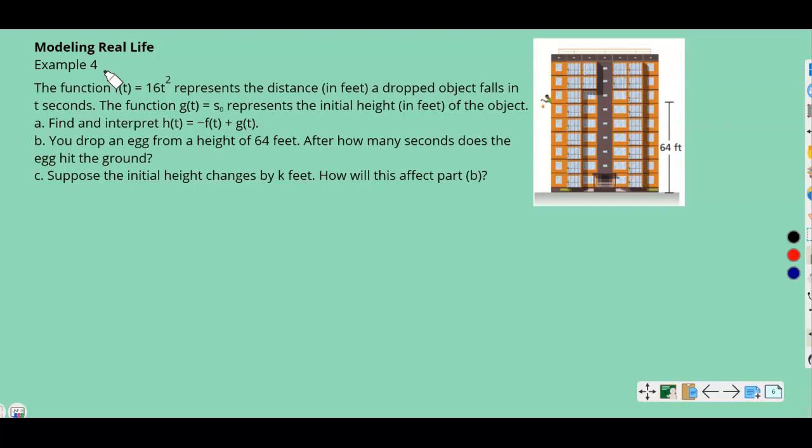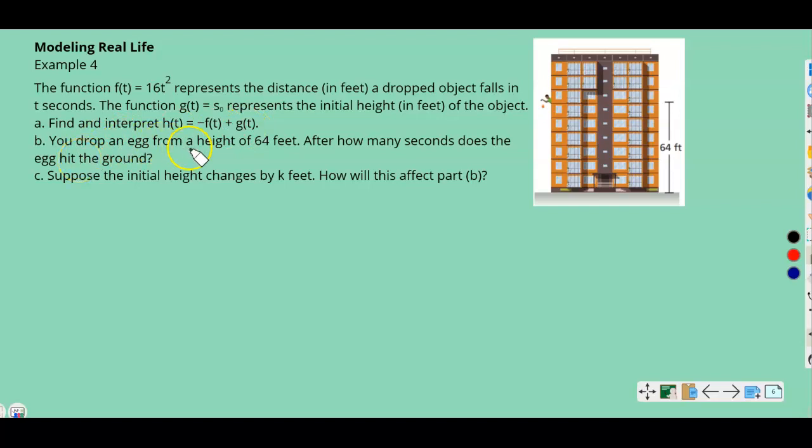The function f of t equals 16t squared represents the distance in feet a dropped object falls in t seconds. The function g of t equals s sub 0 represents the initial height in feet of the object. Find and interpret h of t equals negative f of t plus g of t.